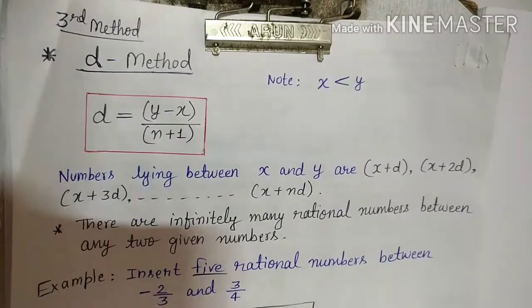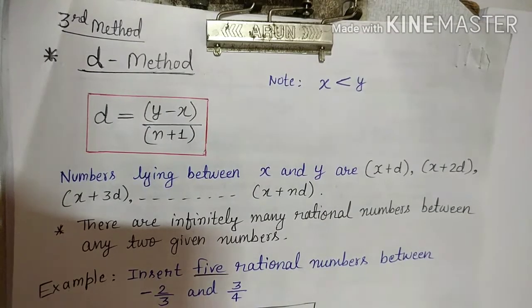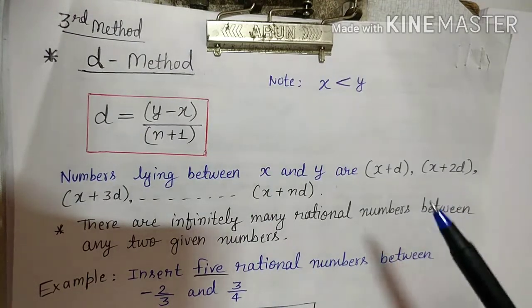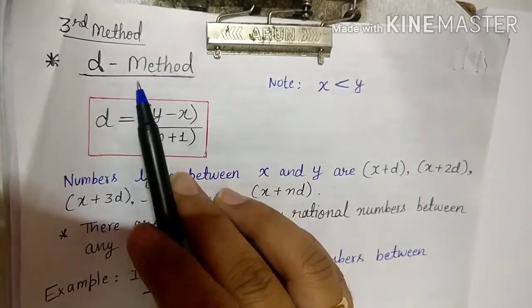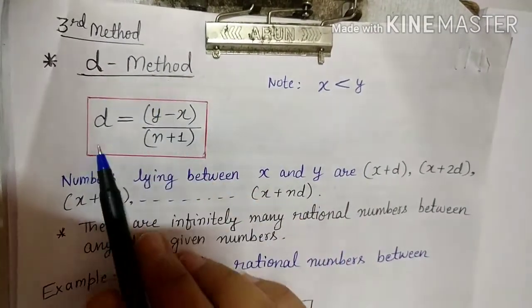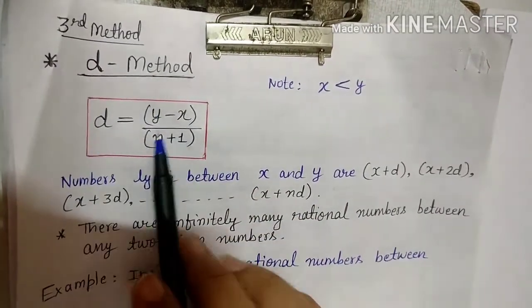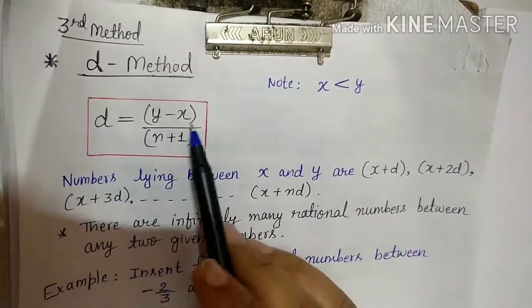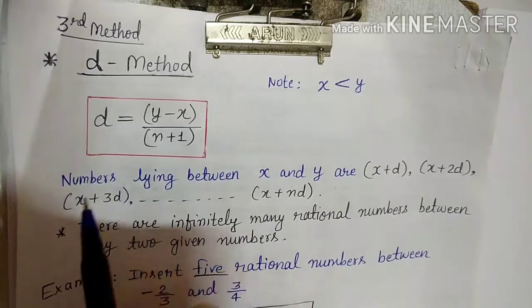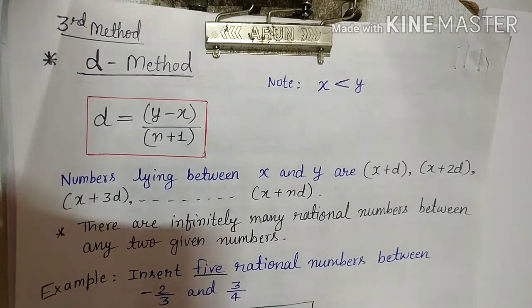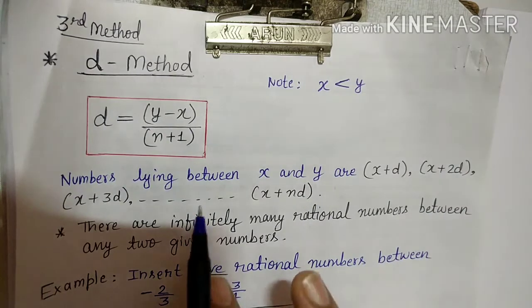Now there is one more method to find a rational number between two given rational numbers. That is the third and last method, and I have given the name D method to this method because we are finding D here, meaning derivation. What is the formula for finding that D? D equals y minus x upon n plus 1. And this method you can use to find as many numbers as you want between the two given numbers, even if they have different denominators.